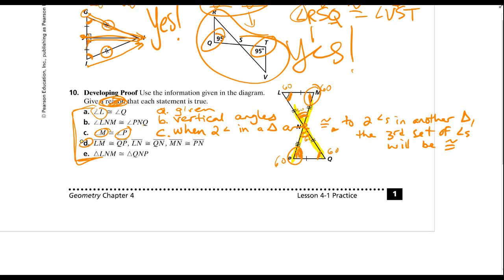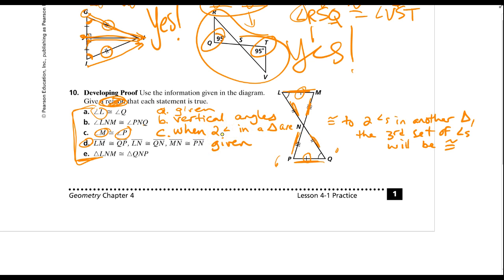Next, item D. We're saying that LM, let's clean this up a little bit. From L to M is congruent to QP. Why can we say that? Because it says so. Oh, that's my clue. The diagrams told me so. So these are actually all givens.